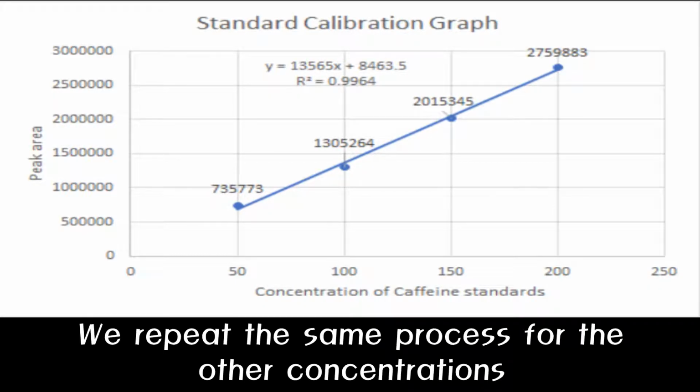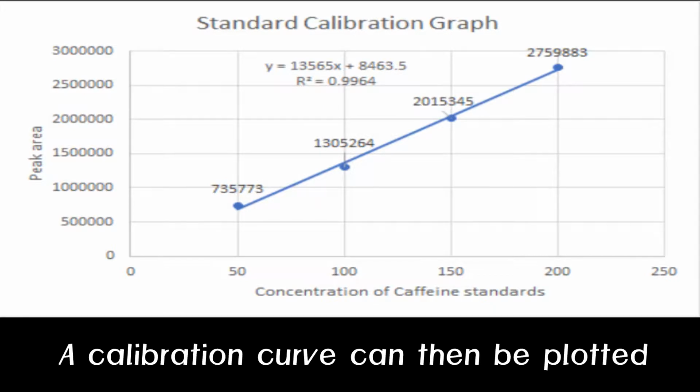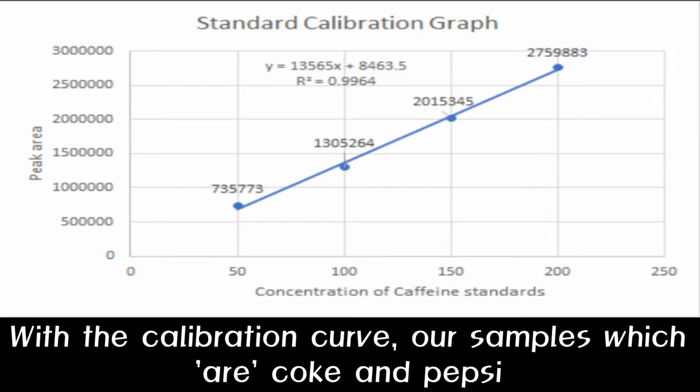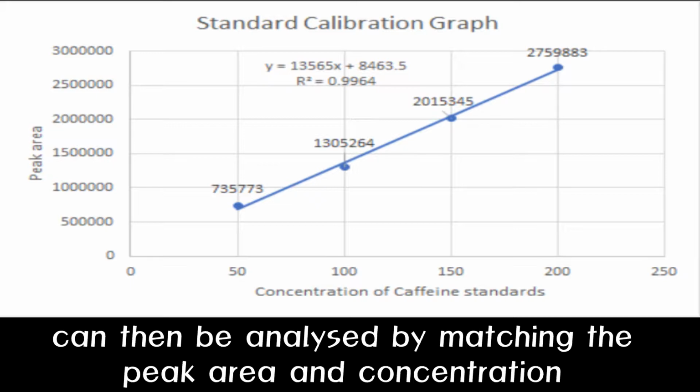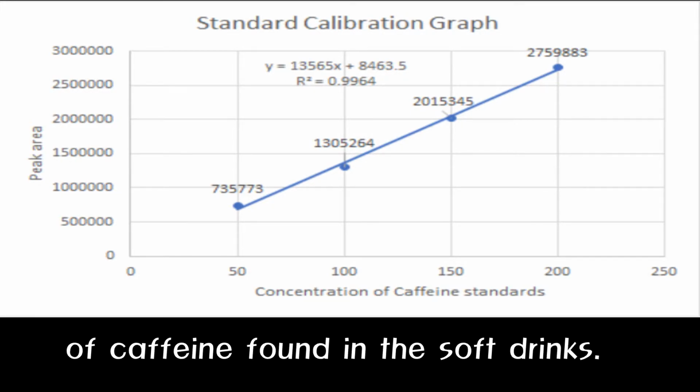We repeat the same process for the other concentrations to find out their retention time and peak area. A calibration curve can then be plotted with peak area against concentration. With the calibration curve, our samples, which are Coke and Pepsi, can then be analyzed by matching the peak area and concentration with the calibration curve. We can deduce the unknown concentration of caffeine found in the soft drink.